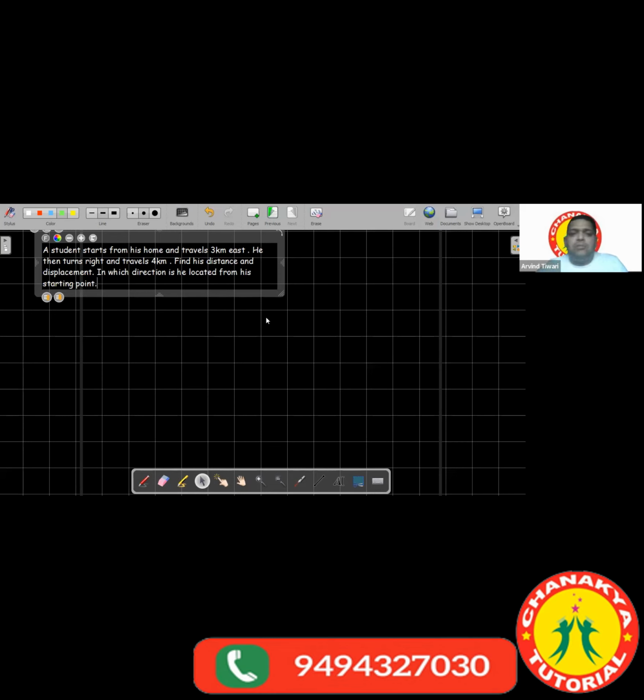So try solving this out. Make your own diagrams. I hope everyone knows how to make up north, south, east, and west. So you can take the help of this north, south, east, and west.